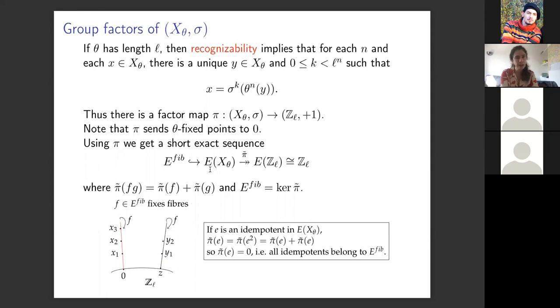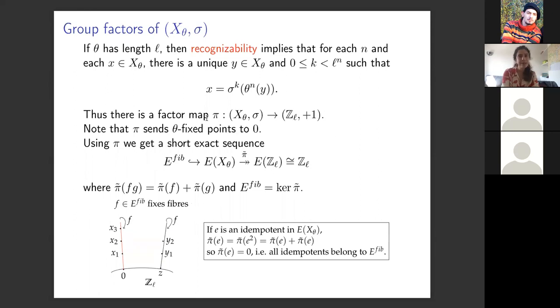So I have a map from the Ellis semigroup of X_theta into the L-adic integers, and this pi tilde is definitely not injective. It has a huge kernel, and this kernel we call E-fib. Right. So the reason why we call it E-fib, it's the fibered semigroup, is because it's the set of elements in my semigroup. All right, so I should back up here.